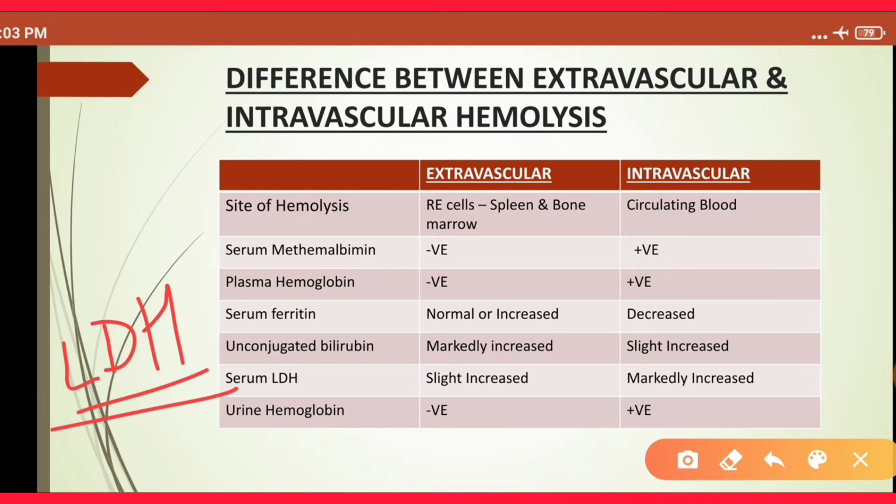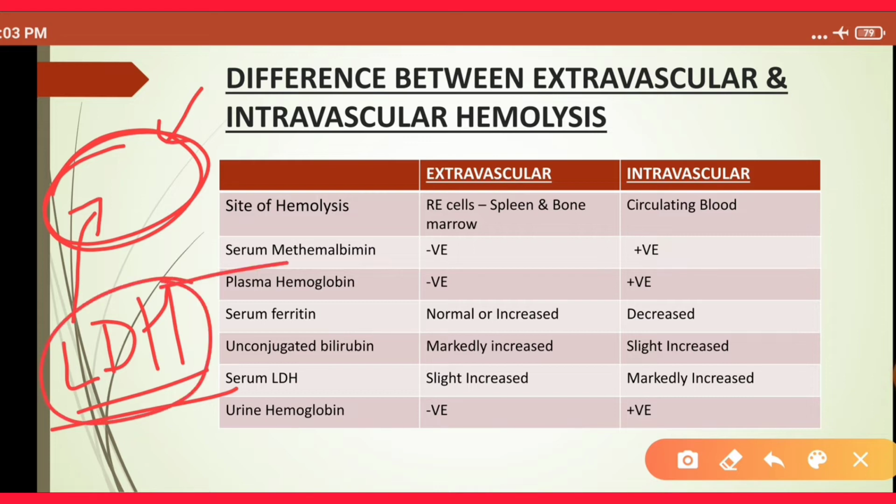So whenever you have destruction of the RBC, the LDH from the red blood cell gets released, right? Suppose this is your RBC. It contains lots of lactate dehydrogenase enzyme. Whenever these RBCs are broken down, this LDH gets released into your blood. So if your LDH level is increased, you will have hemolytic anemia.